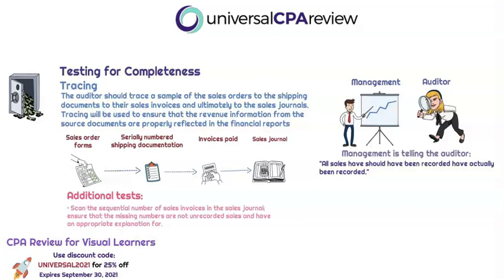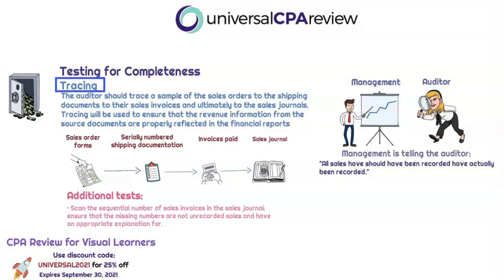Okay, so because we're testing for completeness, we're going to be tracing, right? We're going to be looking at some documentation and we're going to make sure that it is completely reported in the financial report, right? We're making sure that nothing has been left out. Okay, so when I say completeness, you say what? You're going to think of tracing. Okay, so the auditor should trace, but what are they tracing?